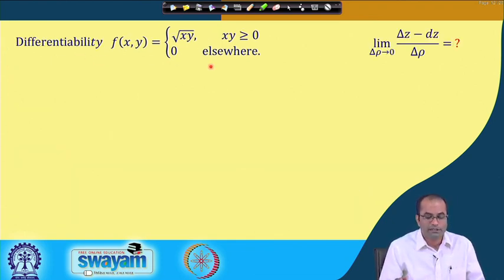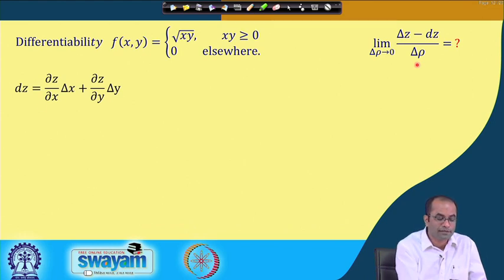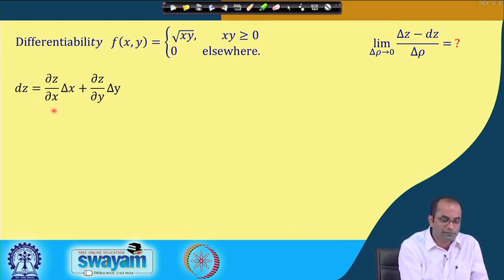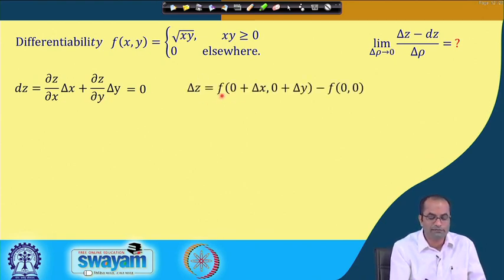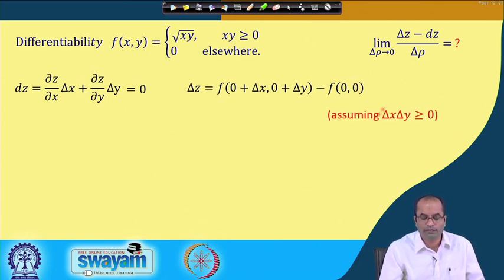Now, to check the differentiability, we will get this limit and see what its value is. If this limit comes to be 0, then the function is differentiable. If we do not get this limit as 0, then the function is not differentiable. For that we need dz, using the partial derivative of z with respect to x and the partial derivative of z with respect to y at the origin, and both of them were 0. So, we have dz equal to 0, and Δz, which is f(0 + Δx, 0 + Δy) minus f(0, 0). This will become the square root of Δx Δy, minus 0, assuming that this product is positive.